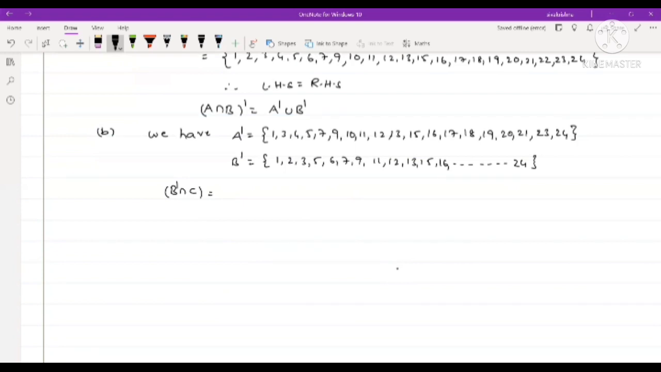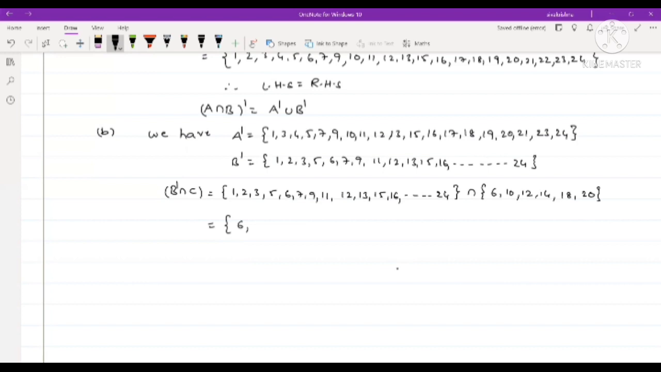B' intersection C is equal to B', which is nothing but we have to write this particular set once again: 1, 2, 3, 5, 6, 7, 9, 11, 12, 13, 15, 16 and so on up to 24. Intersection, the set C is 6, 10, 12, 14, 18, 20. This is the set C. So now we have to find the intersection of these two sets. We know that the intersection is nothing but we write only the common elements present in both the sets. Okay. So we are having 6 in common, so we have to write 6.